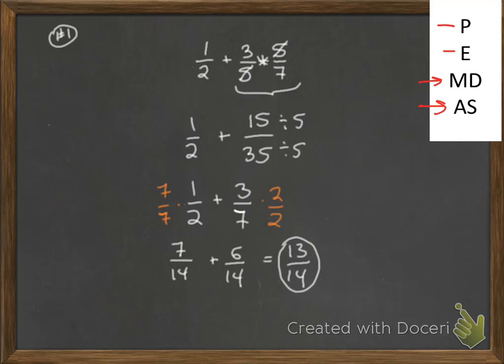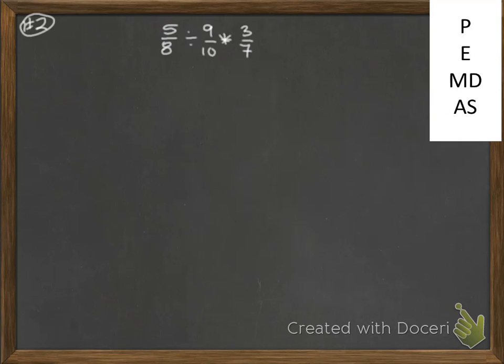Okay, so let's do the next example. This next example is here. Again, we do not have any parentheses, we don't have any exponents, we only have multiplication and division. Remember I mentioned that we have to do multiplication and division from left to right. They have the same level of precedence. So the division part actually comes first, so we're going to do that first.